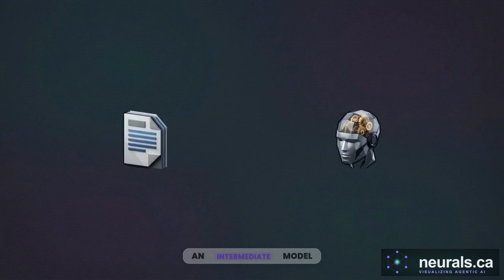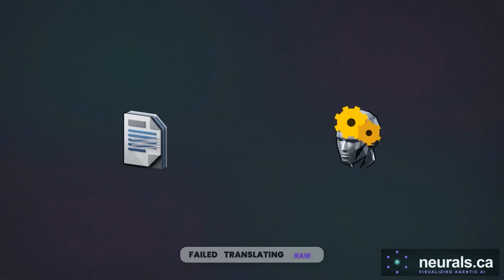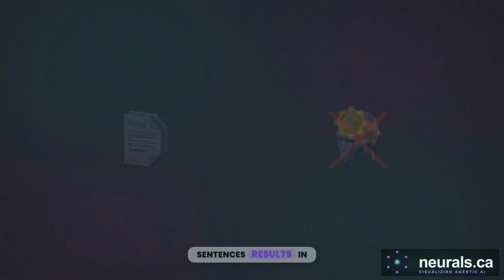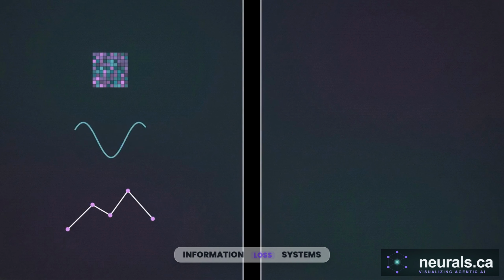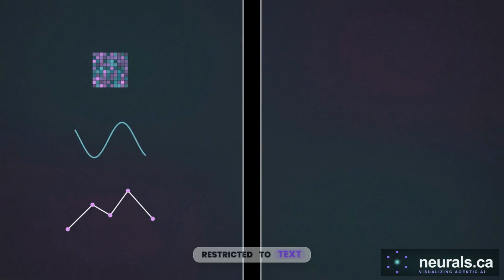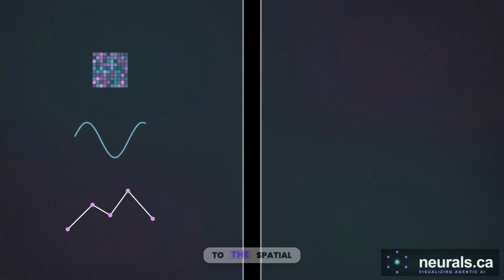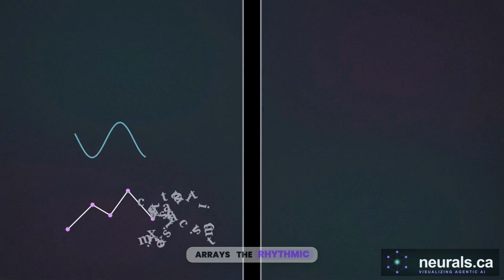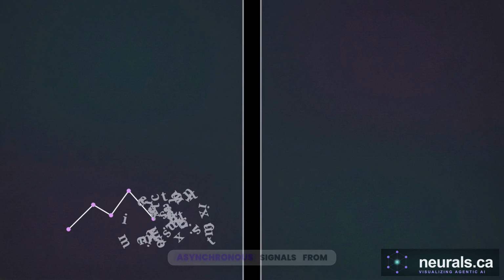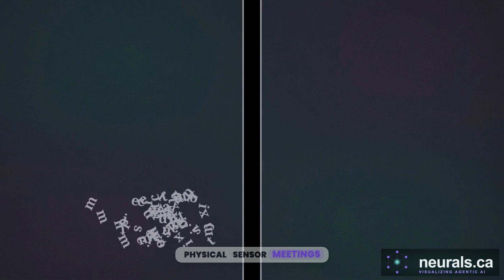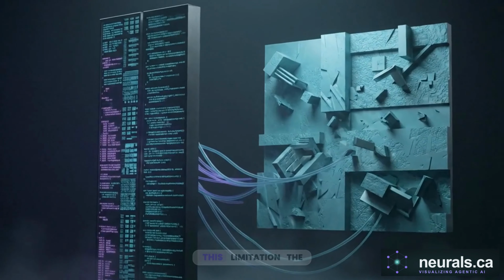If an agent relies on an intermediate model to caption an image before it begins reasoning, the pipeline has already failed. Translating raw pixels into summary sentences results in immediate and irreversible information loss. Systems restricted to text cannot natively process continuous physical phenomena. They are blind to the spatial density of pixel arrays, the rhythmic prosody of audio waveforms, and the asynchronous signals from physical sensor meetings. Agent 19 resolves this limitation.